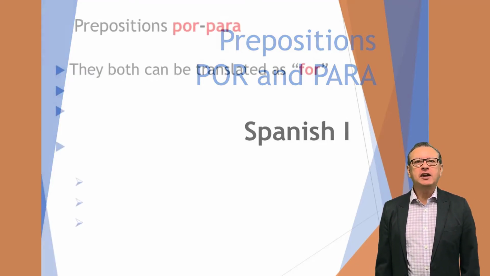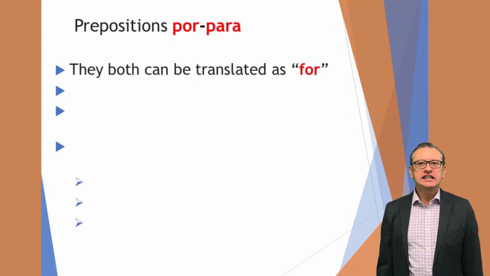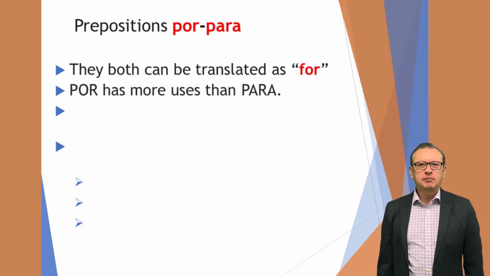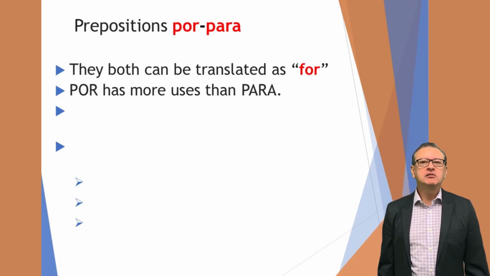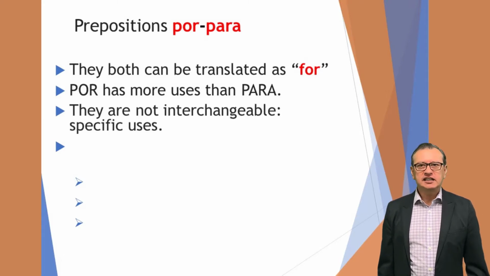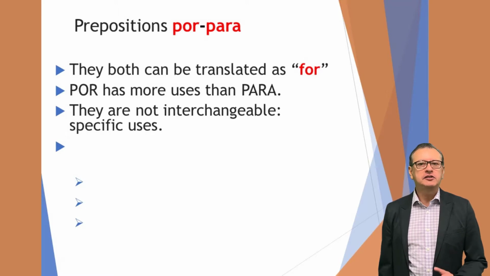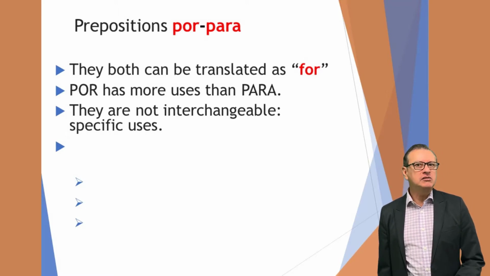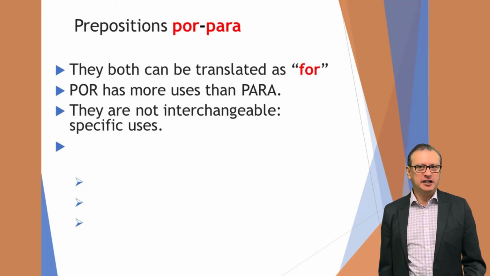The prepositions por and para can both be translated in English as for. That's what becomes problematic because we have specific uses for each one of them. Por is more popular than para. It just is simply as it goes. So most of the time you're going to see por being used mostly. They are not interchangeable. They have specific uses and you have to learn as you go. So the more practice that you have, the better.